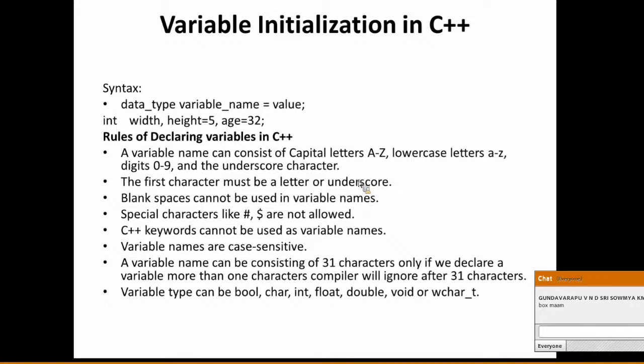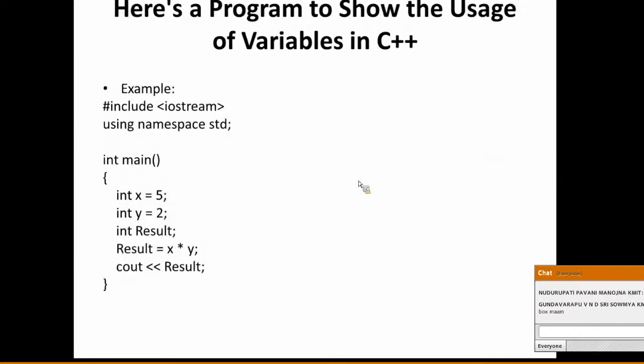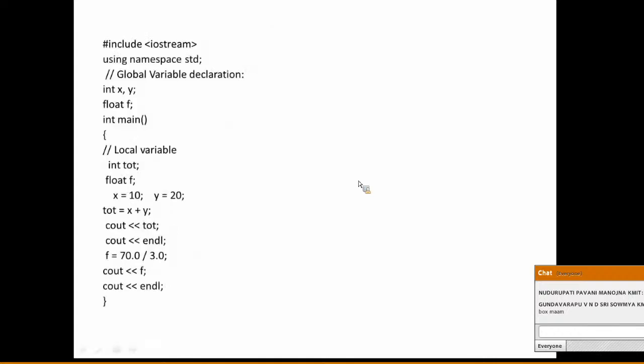Okay. Whatever keywords are present in C++ cannot be used to name variables. Variable names are case sensitive. A variable name can consist of 31 characters, and if your length is more than 31 characters, the rest would be skipped. Okay, and it can be declared using the valid set of data types. So this is about your variable declaration and initialization.